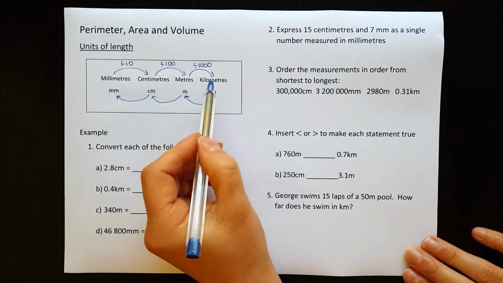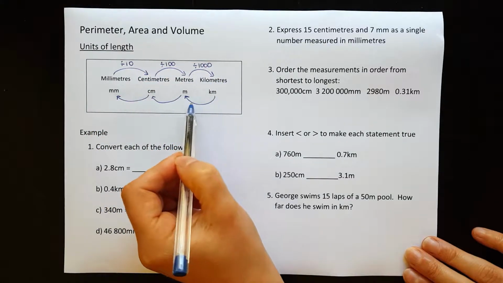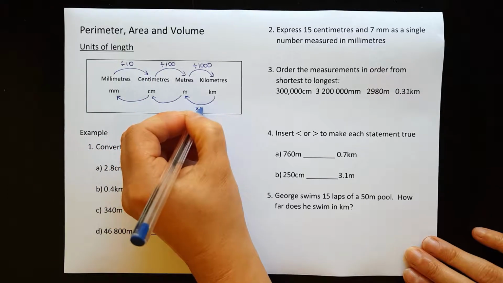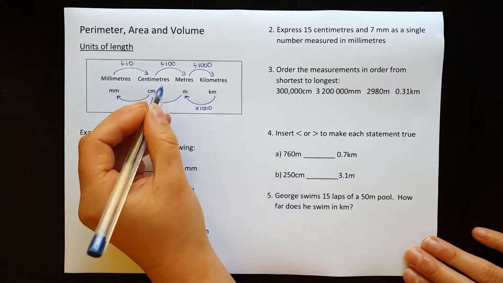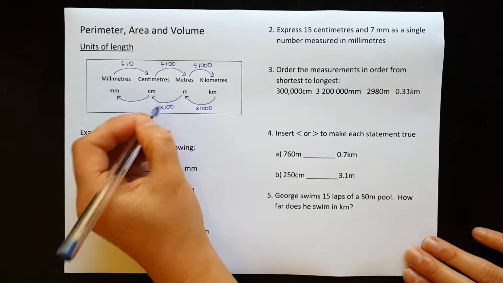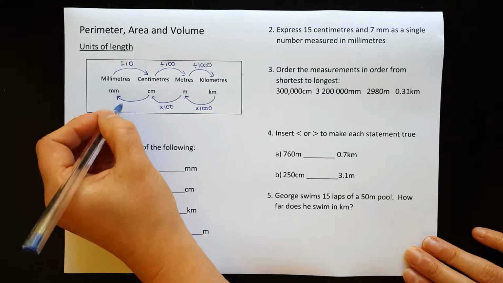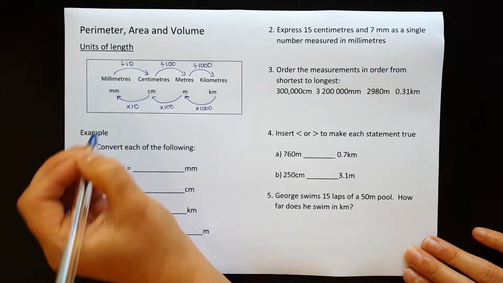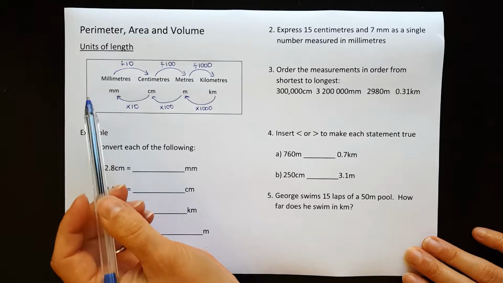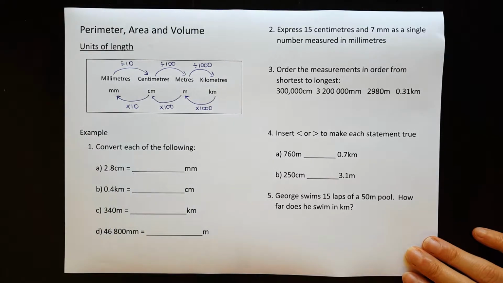But if I had kilometers and I wanted to go back the other direction to meters, I would need to times by 1,000. From meters to centimeters, times by 100, and centimeters to millimeters, times by 10. If you can remember this diagram, you can use it to help you convert between your units of length. So let me show you how to do that.